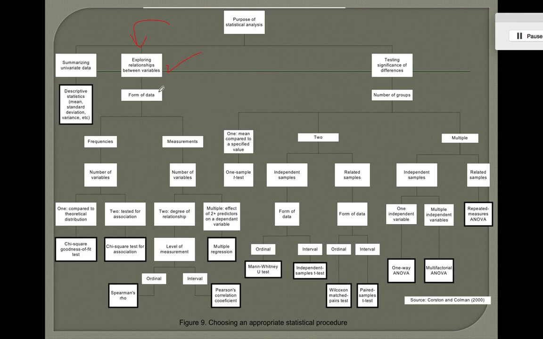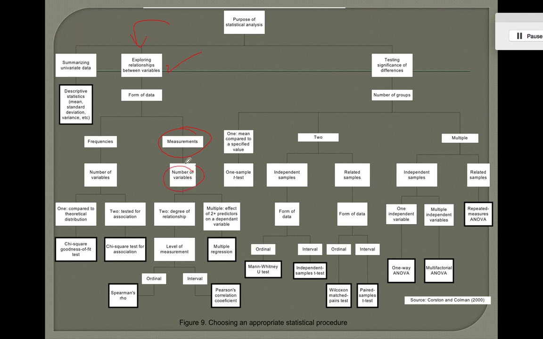So you'll notice here that now, once we decide that we're going to be looking at the relationship between our variables, we're going to look at the type of data that we're going to be working with. So for instance, we're going to take measurements, right? So we're going to take people's heights, we're going to take people's weights. If you're going to be doing frequencies, you're going to be going down this direction here, and you're going to find statistical tests like chi-square. I'm not going to talk about that here, but here is really what we want to focus in on because we're taking measurements from individuals.